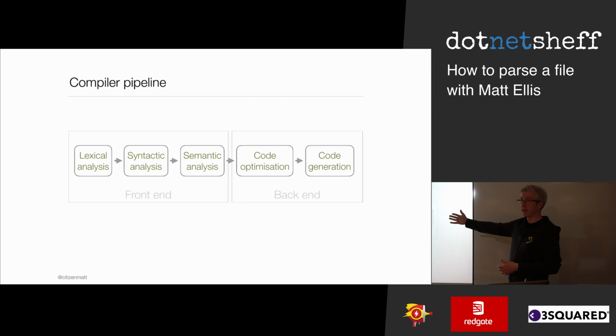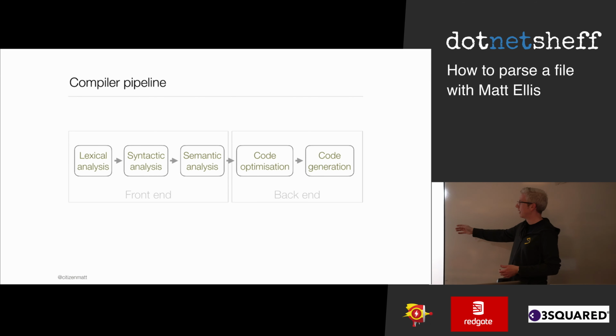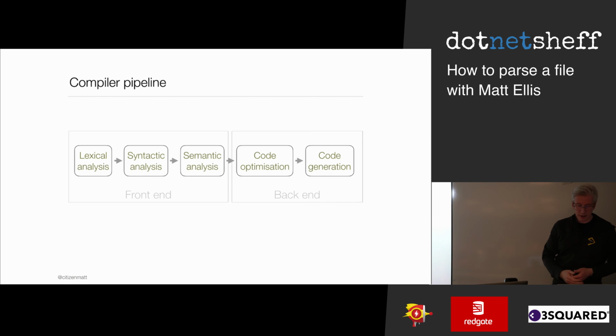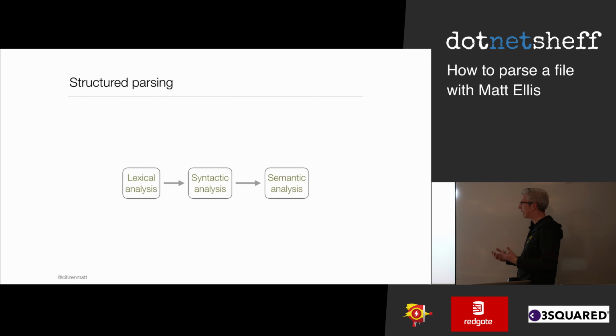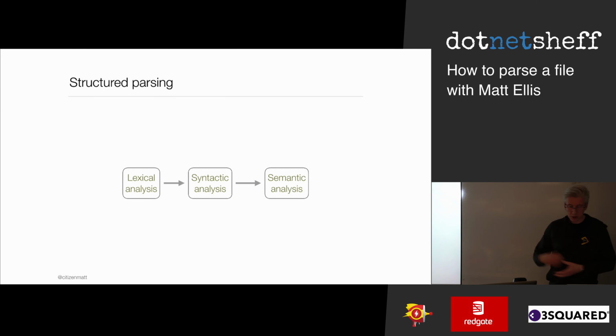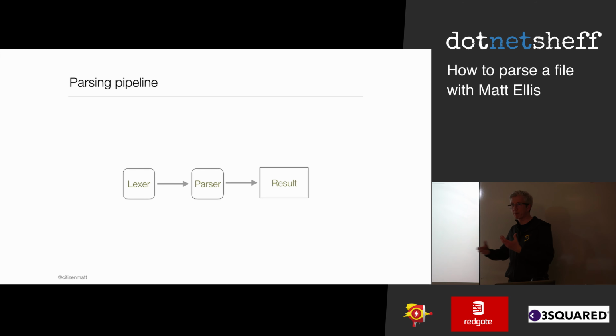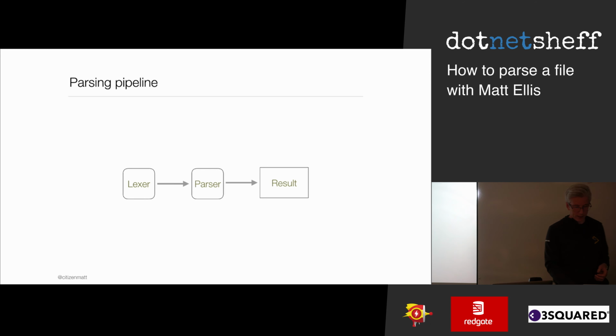So this is the structure that you're going to get from the Dragon book on compilers from 1977. This is old hat. And it's the first three on the left side there which are the important things: lexical analysis, syntactic analysis, and then semantic analysis. Or to put it a little bit simpler, lexer, parser, and then a result, something you can work with, something you can then process and do some stuff with.